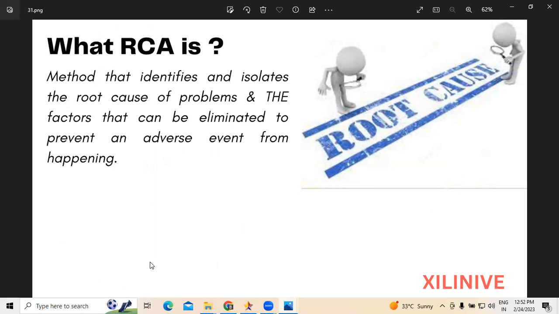So to make it very simple, root cause analysis is to identify the kind of problem a customer is facing. Based on that, whatever the best possible solutions are, we will provide them accordingly. This is what root cause analysis is all about, in simple terms.